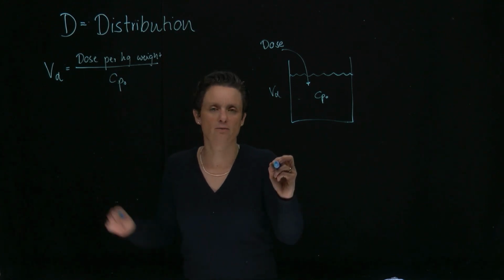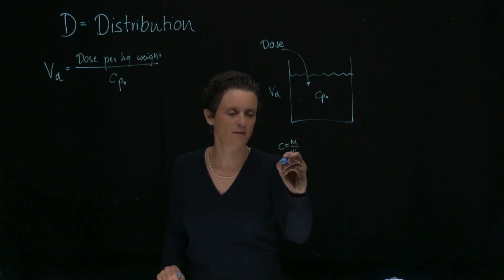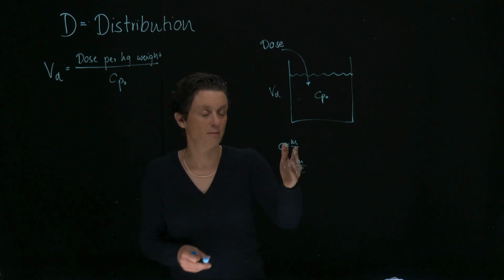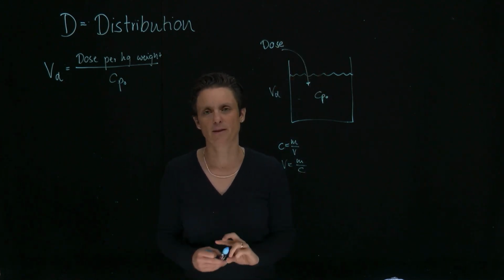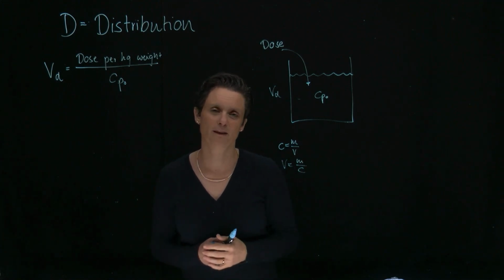And how you can easily remember this formula, well, I think everybody knows concentration is mass divided by volume. So you just solve it for the volume, and then you have the mass, which is the dose, divided by the concentration. In that case, the immediate concentration before elimination kicks in.